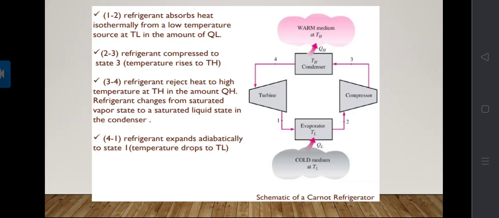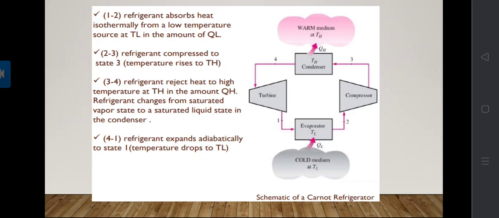Here we can see at 1 to 2 there is an evaporator and low temperature, that is cold medium at TL, and 2 to 3 there is a compressor, and 3 to 4 there is a condenser, that is high temperature warm medium at TH, and 4 to 1 again there is a turbine. In a reversed Carnot cycle there are two isothermal processes and two adiabatic processes.